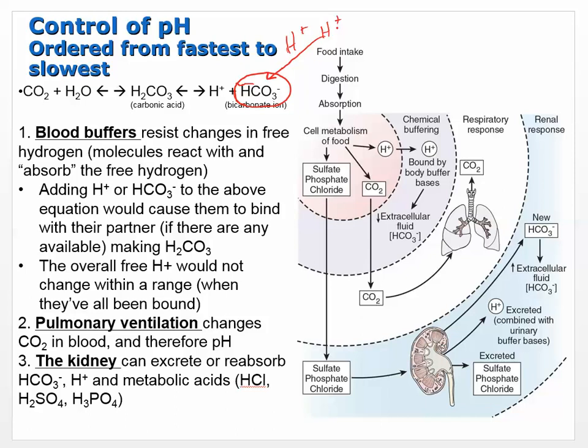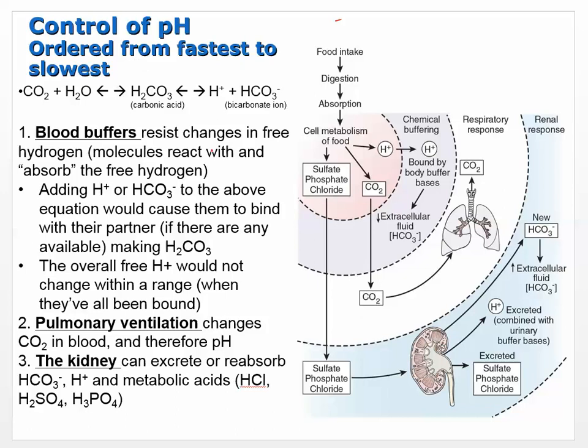oh, you got an extra hydrogen? Look, I have a bicarbonate. I'm just going to bind with you. I'm going to make this thing called carbonic acid, and that hydrogen just kind of goes away because now it's part of this molecule. That's how blood buffers work. That's how buffers work in general. So with your blood buffers, adding hydrogen or bicarbonate, it can go the other way too, but by combining these, we get rid of them.